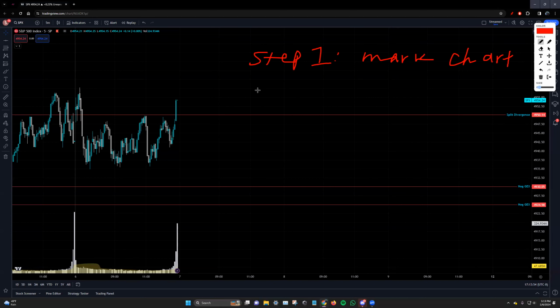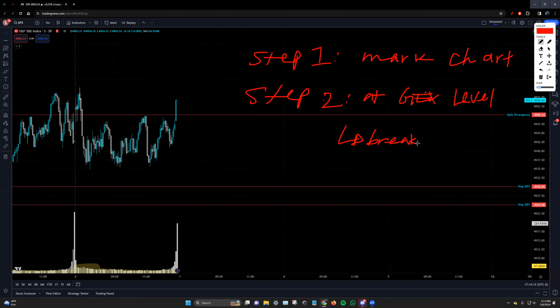Let's say you're at a GEX level. Step 2, at GEX level. Right? The next thing to do is, let's say you break below, right? Break above or below. We'll just say break. The next thing to do is any pickups. If there are no pickups, dealers are most likely not interested in letting the stock run or go lower.